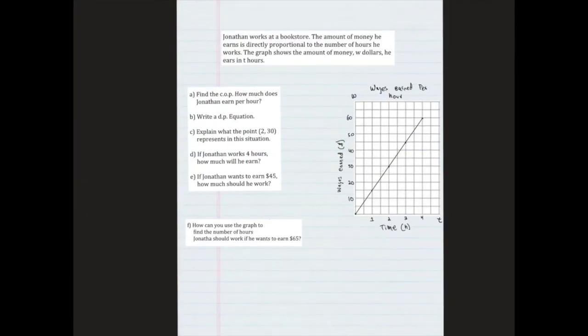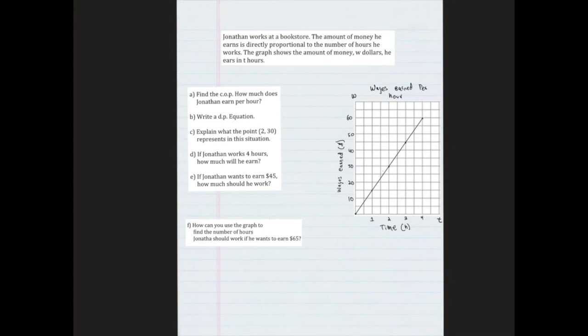Our final example is about Jonathan, who works at a bookstore. The amount of money he earns is directly proportional to the number of hours he works. The graph shows the amount of money, W dollars, he earns in T hours. So we're given the variables W and T.